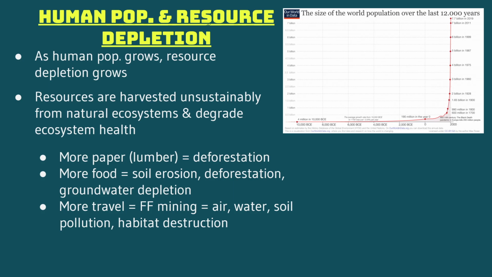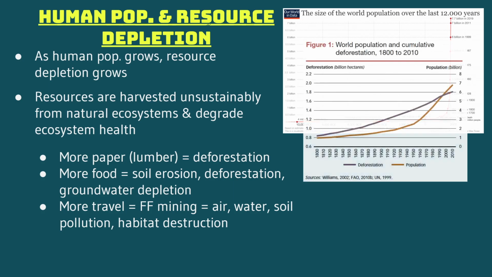So this is a really big problem. We can look at an example. Here we can see that as the human population is rising from 1800 to 2010, we also see substantial rates of deforestation occurring. As the human population increases, the amount of resources that it uses increases, and the problem is we're harvesting those resources at a rate far faster than they can replenish themselves, leading to resource depletion.